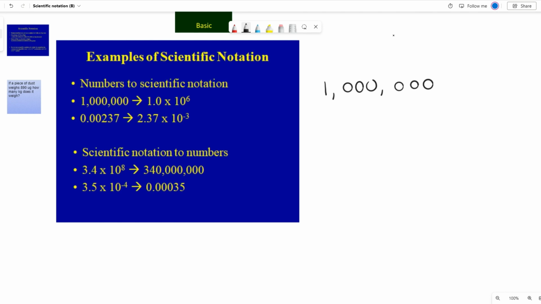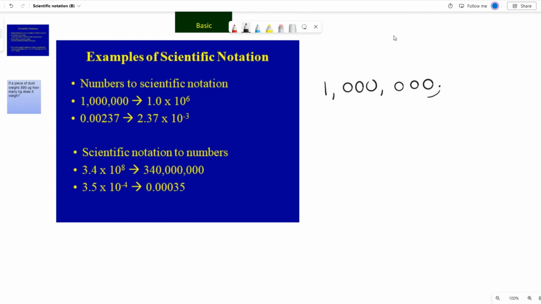The first thing that you have to do is realize where the decimal point is in that number, and it's after the last zero, so that's the decimal point there. And then you're going to move the decimal place over so that you have a number that is between the size of 1 and 10.